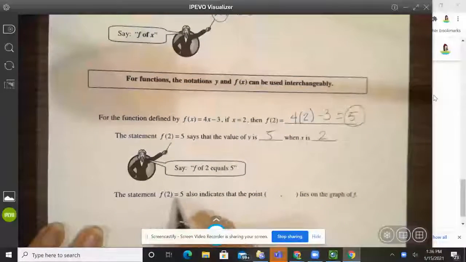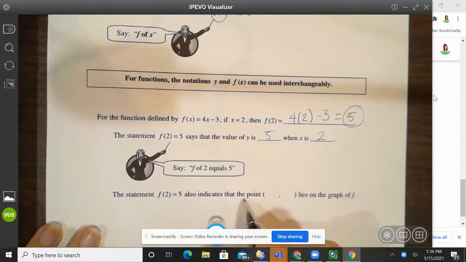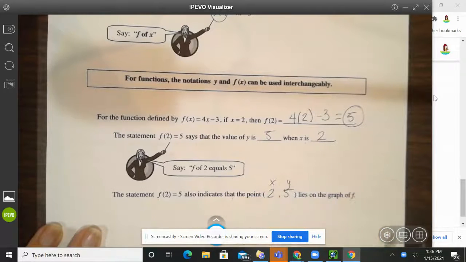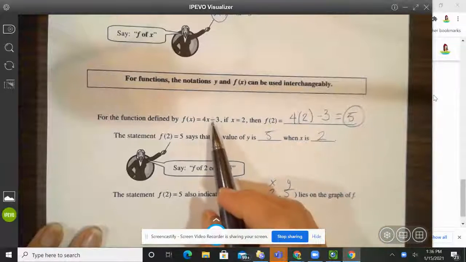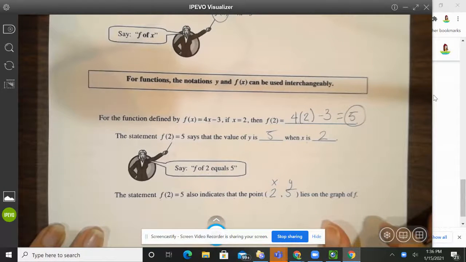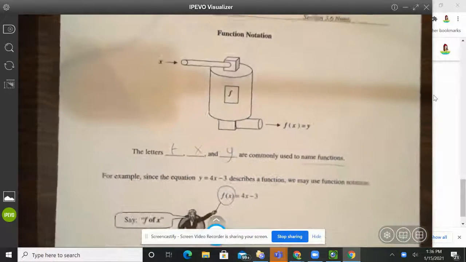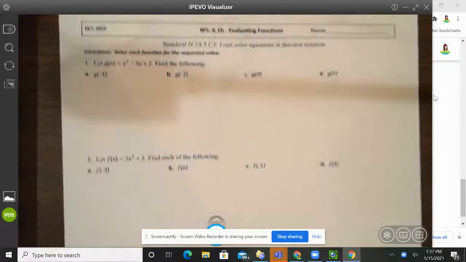The statement f of 2 equals 5 also indicates that the point (2, 5) lies on the graph of f. So this is x, and this was my y. That means that this point will be on that graph, in that function, right? So that's what all this function notation means. All right, so let's do some examples.